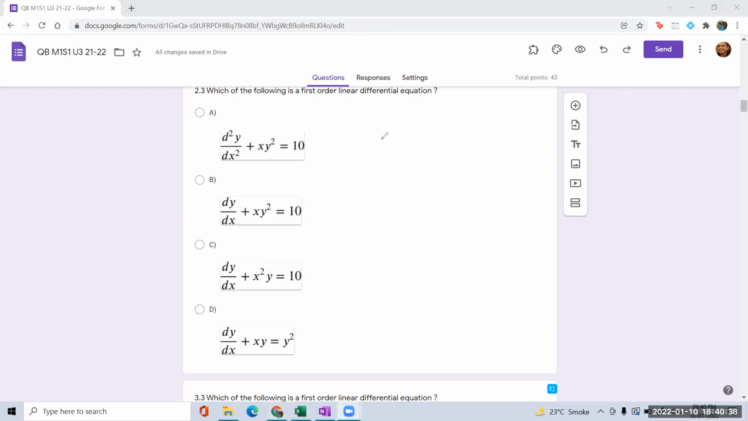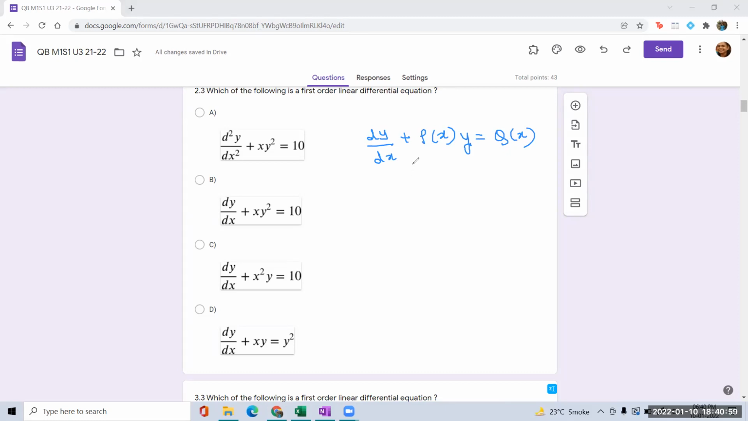The format of a linear differential equation is dy/dx plus P(x) y equals some function of x. What do we mean by P(x)? It is some function of x. The function of x can be any term involving x, or it can be a constant also.